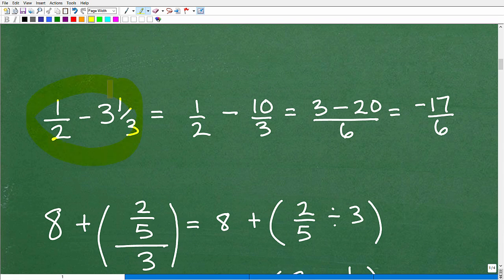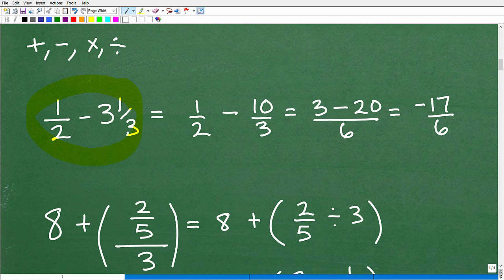So to do complex fractions, you obviously need to know how to do basic fraction operations: addition, subtraction, multiplication, and division. If you're rusty on those basic fraction operations, I have tons of videos in my pre-algebra playlist on my YouTube channel. Again, if you really want to learn this stuff, you might want to jump into my pre-algebra course. But here, we need to figure out what 1/2 minus 3 1/3 is, okay? So let's go ahead and do that now.